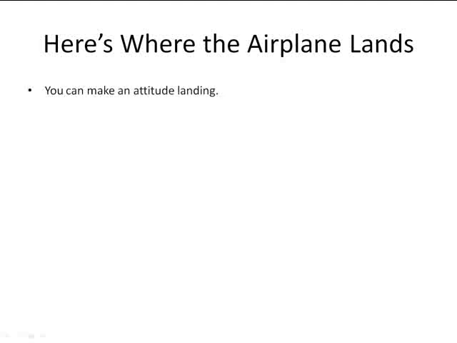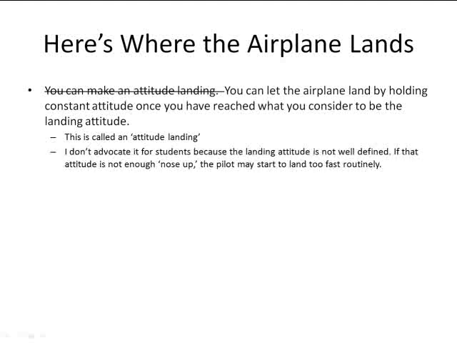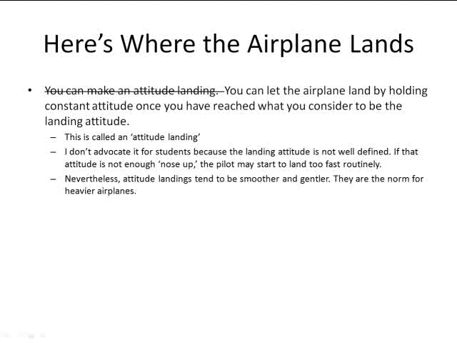Here's where the airplane lands. You can let the airplane land by holding constant attitude once you have reached what you consider to be the landing attitude. This is called an attitude landing. I don't advocate it for students because the landing attitude is not well defined. If that attitude is not enough nose up, the pilot will start to land too fast routinely. Nevertheless, attitude landings tend to be smoother and gentler. They are the norm for heavier airplanes.